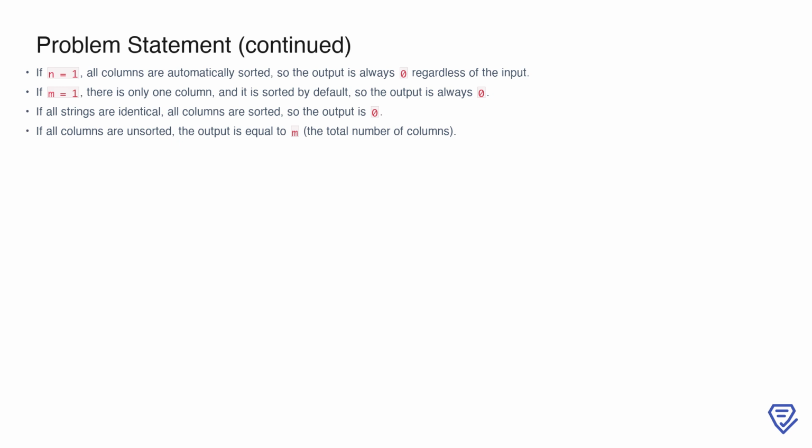If there's only one string in the array, then all columns are automatically sorted because there are no other rows to compare with. Similarly, if each string is just one character long, there is only one column, and it is sorted by default. If all the strings in the array are identical, then all columns are sorted as well. Finally, in the worst case, if none of the columns are sorted, the output will simply be the total number of columns, since all of them must be deleted. These edge cases help us better understand the problem and account for scenarios that might not be immediately obvious.